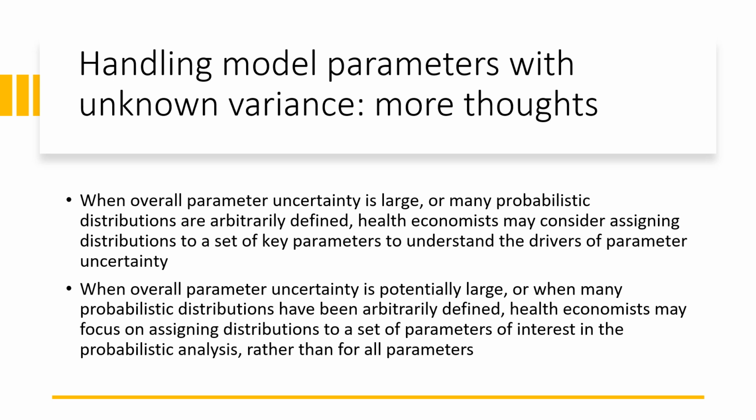When overall parameter uncertainty is potentially large, or when many probabilistic distributions have been arbitrarily defined, health economists may focus on assigning distributions to a set of parameters of interest in the probabilistic analysis, rather than for all parameters. In this case, parameters that are not of interest are considered as a set of fixed values that are controlled for. The approach of assigning distributions for selected parameters may help decision makers more accurately understand the drivers of parameter uncertainty and the robustness of the cost-effectiveness estimates.